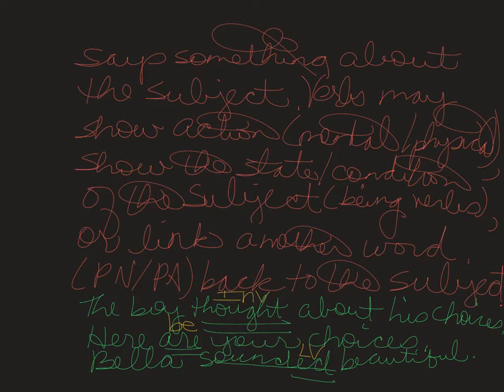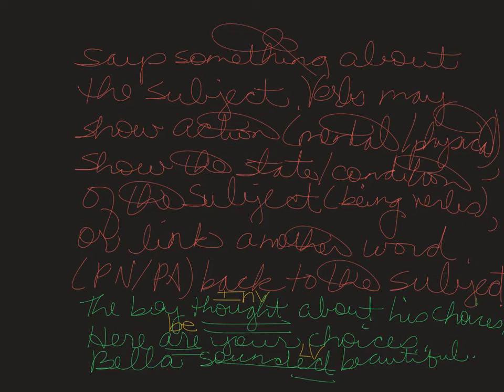Here are some examples. The boy thought about his choices. Okay. Thought here is your verb. It is an action verb. It is, of course, mental action. And it's an intransitive verb. It is an action verb, but it does not have a direct object. Who or what thought? Boy thought. Thought is your simple verb. There's your simple predicate.